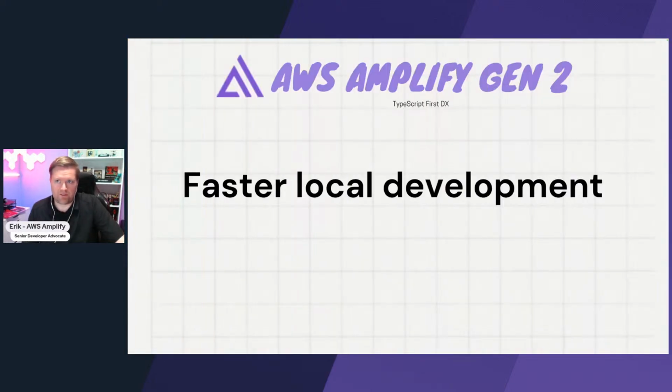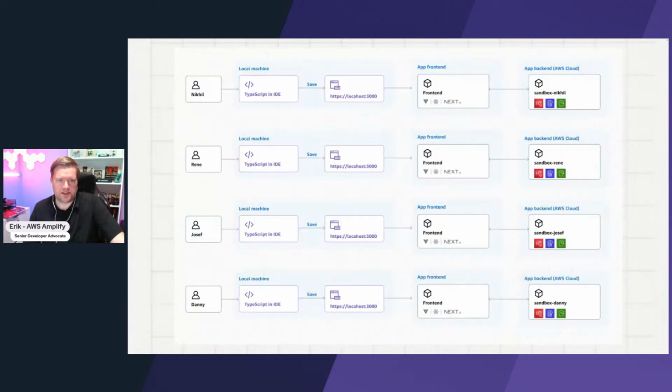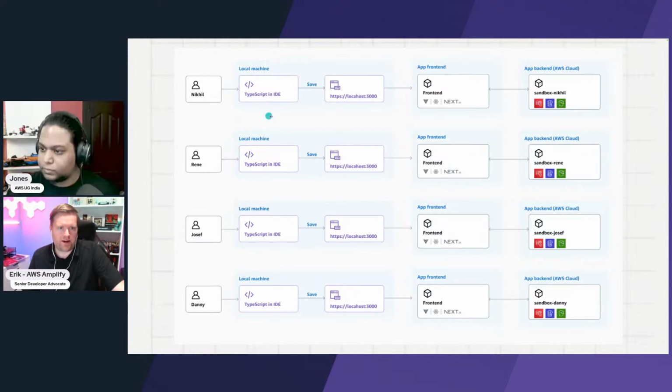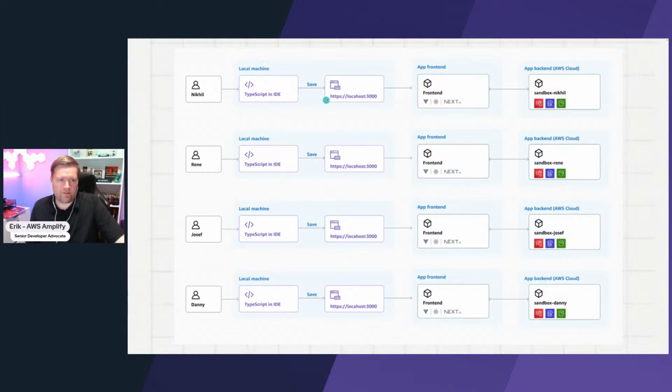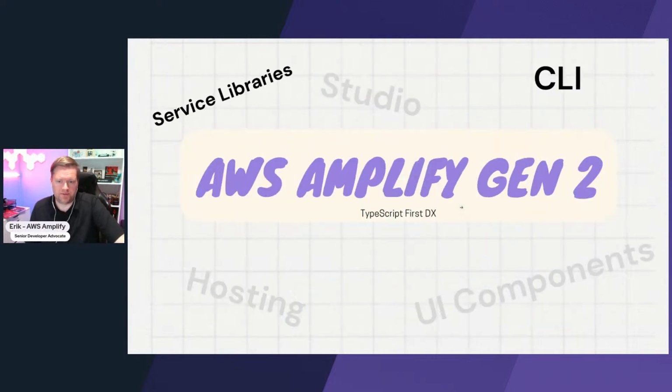So when I mentioned faster local development, imagine how you would use Gen 2. Each user, right here, Nikhil, Renee, Joseph, Danny, would have their own version of the app, and they could run an ephemeral environment that would be local to them, this sandbox right here. They can make changes, they can do anything. It's basically an environment that runs just for them. It's in the cloud, and they can delete it at any time. Every single user can have their own environment, or you can share one environment between multiple users.